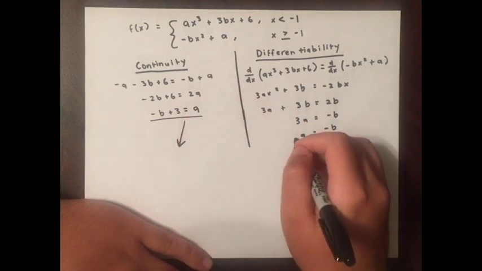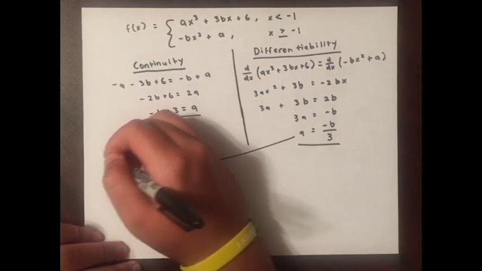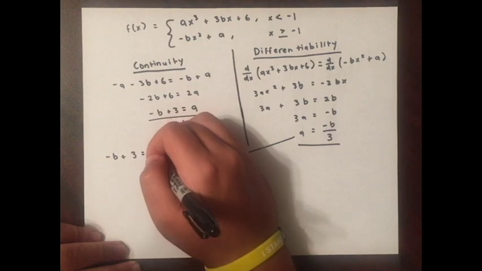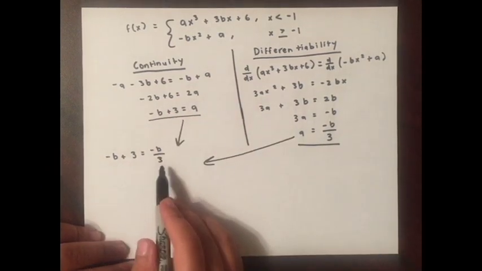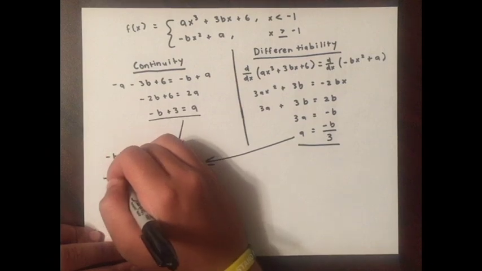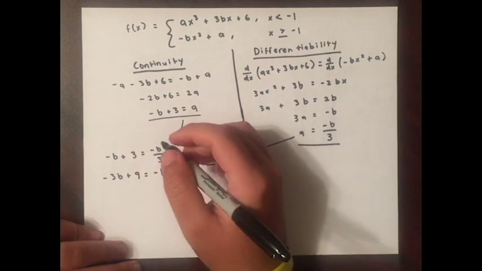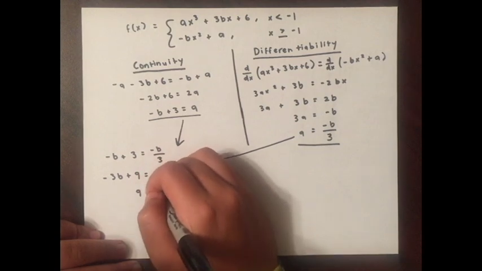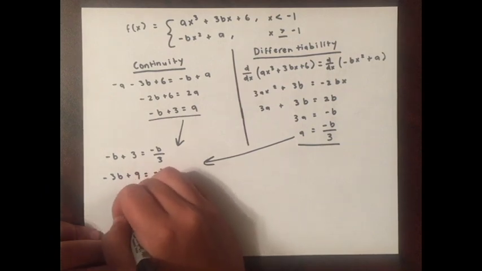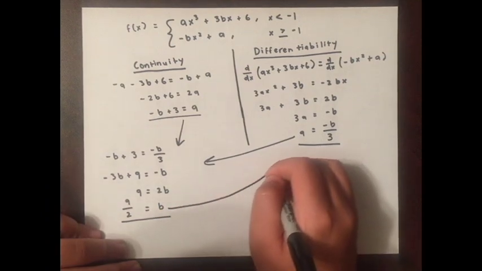So now with both halves of the problem complete, you can equate both a equations with each other. So you get negative b plus 3 from the continuity half, and you make that equal to negative b over 3 from the differentiability half. And from there you simplify until you get an answer for b. So I multiplied 3 on each side, and then I added 3b on each side, and then divided by 2 on each side, which left me with an answer for b, which is 9 over 2.